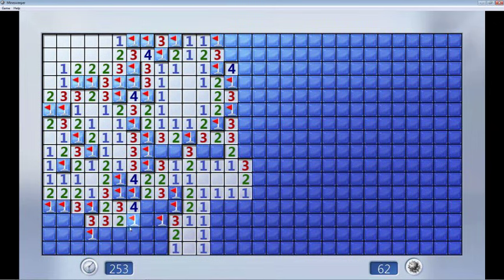I'm going to clear out this cell over here because the mine that belongs to this 3 is either here or here, and that's going to fulfill this 2, and therefore this cell is safe.